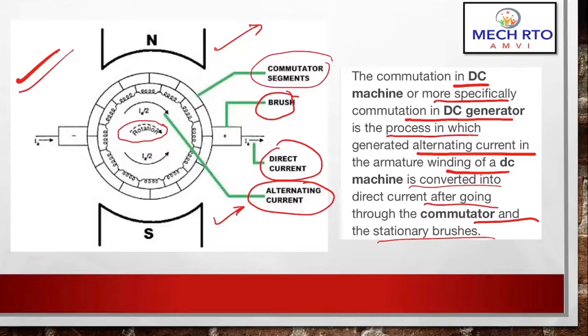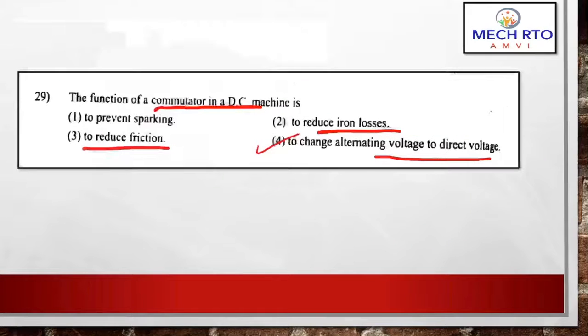So basically not only current but voltage also is getting converted, right? Alternating voltage to direct voltage, that is alternating current to direct current. Basically it is talking about current. So this commutator is used for converting alternating current to direct current in a DC machine. So the correct answer is 4.